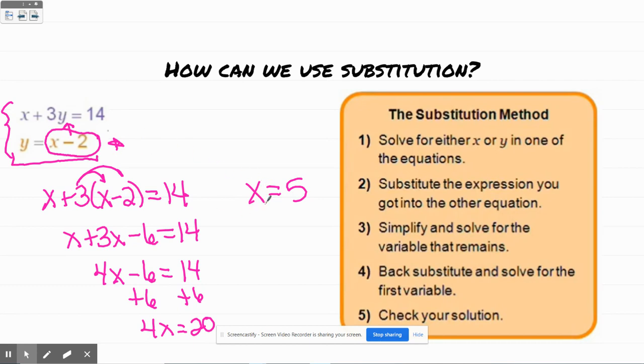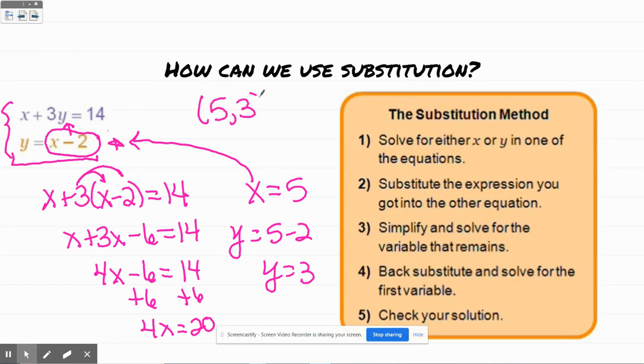You can pick which equation you'd plug it into, the top or the second. It will be easier to plug into this bottom one. Y is just 5 minus 2, which is 3. So we were able to use these together by using substitution and putting one into the other to figure out that the point (5, 3) satisfies both of those and is the solution to the system of equations.